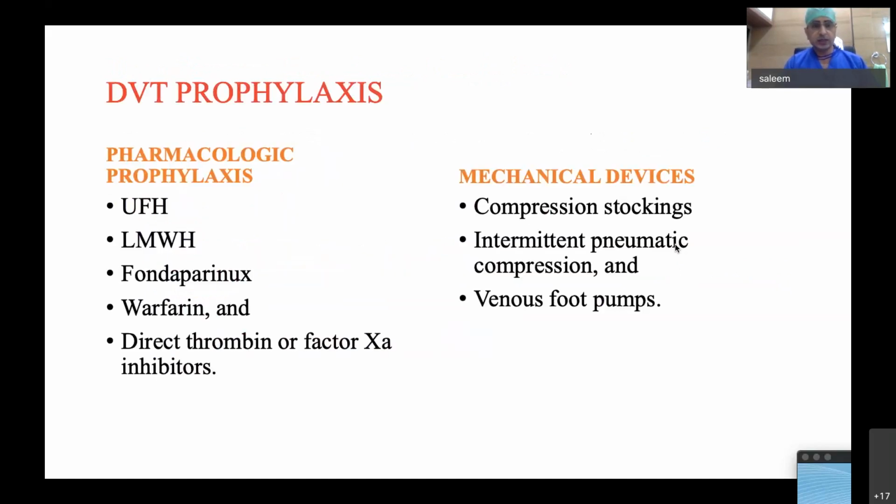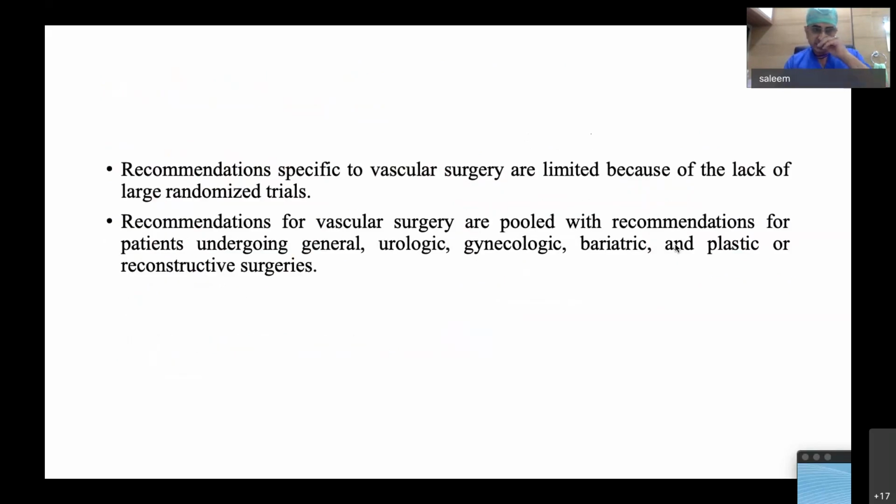The prophylaxis for DVT is categorized into two. One is pharmacological prophylaxis and the other is mechanical prophylaxis. In pharmacological prophylaxis, we use unfractionated heparin, low molecular weight heparin, fondaparinux, warfarin, direct thrombin inhibitors, or factor Xa inhibitors. In mechanical devices, we have compression stockings, intermittent pneumatic compression, and venous foot pumps. Recommendations specific to vascular surgery are limited because of the lack of large randomized trials. Recommendations for vascular surgery are pooled with recommendations for patients undergoing general, urological, gynecological, bariatric, and plastic surgery.